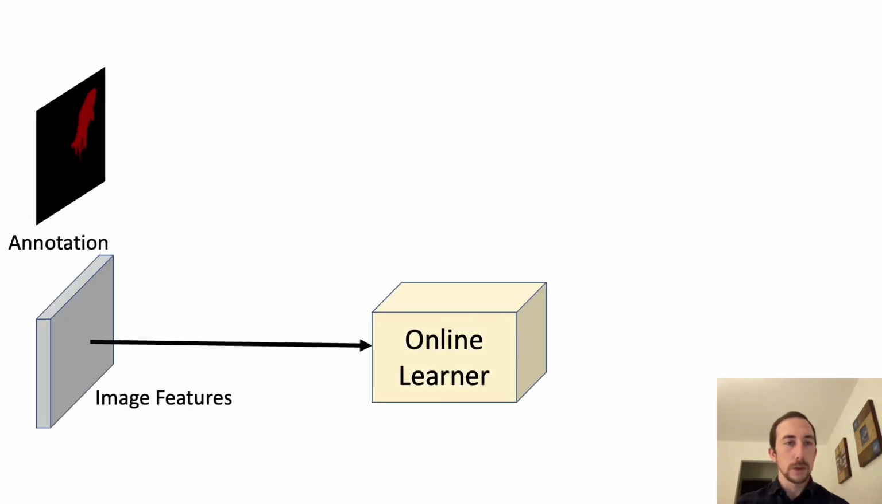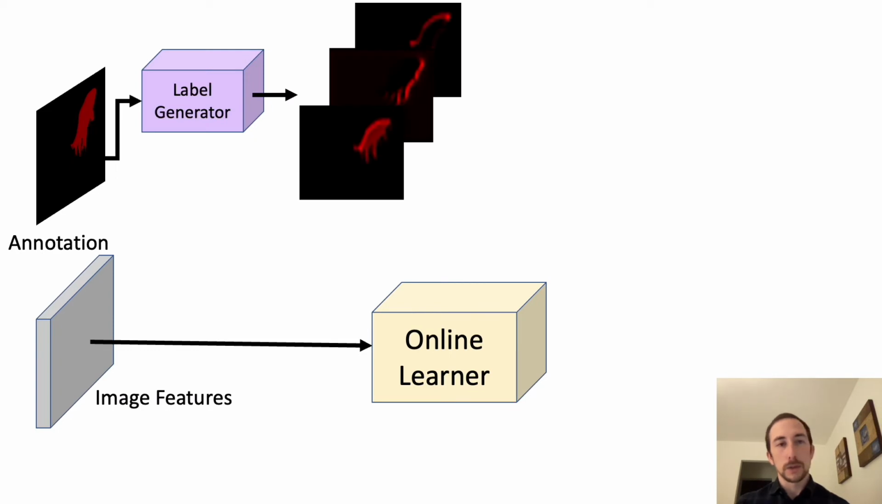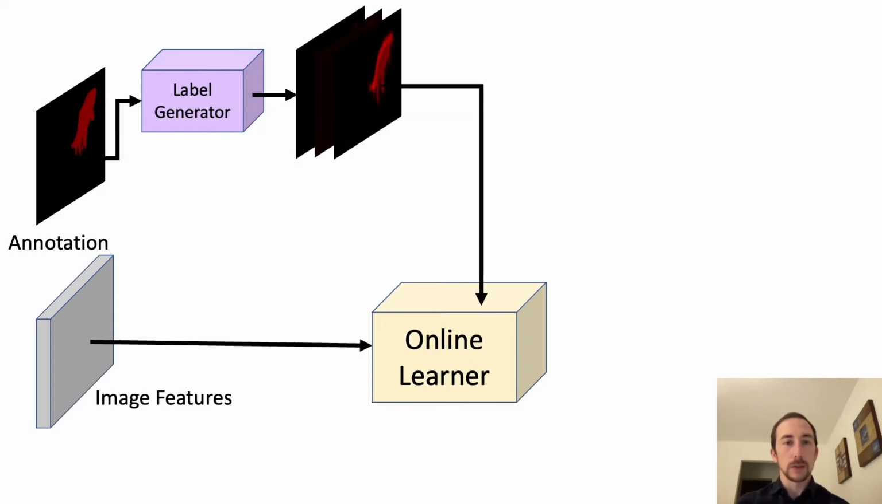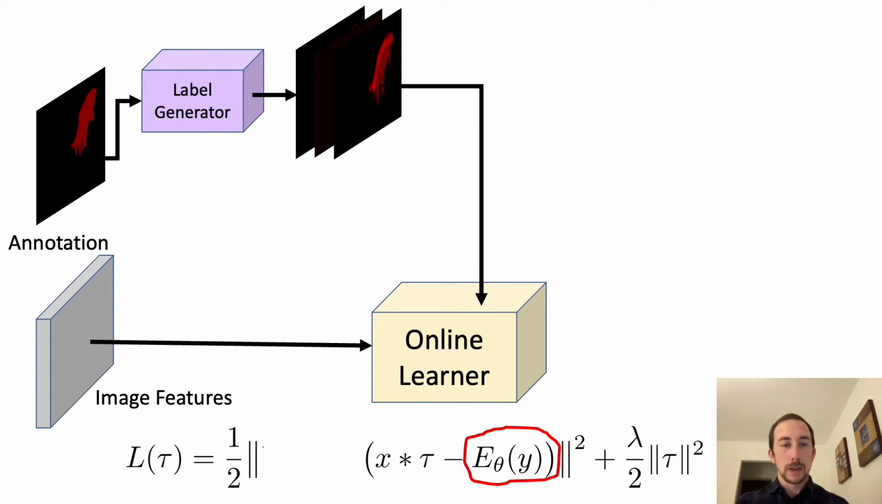Okay, so let's look at how we do this in detail. Given the annotated segmentation mask, we feed it into a label generator that is learnable and produces a multidimensional mask encoding. And it is this mask encoding that is then fed into our online learner module. In our loss formulation, this corresponds to adding a network E here that predicts the labels from the mask Y.